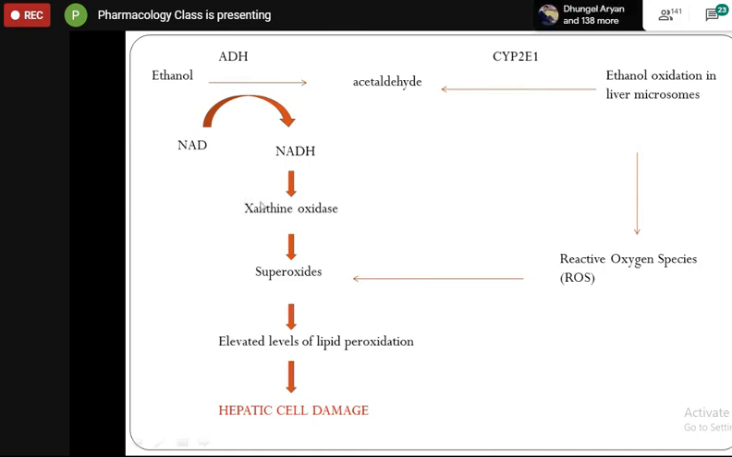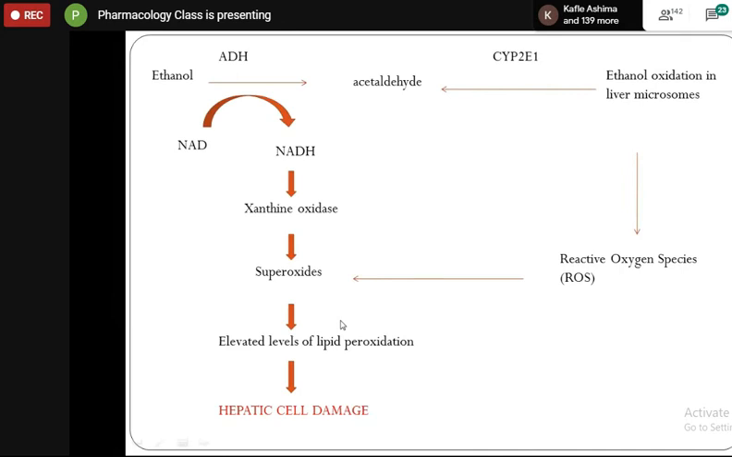Xanthine oxidase is a very reactive enzyme responsible for the production of superoxide. Superoxides are reactive oxygen species, and they are mainly responsible for a process known as lipid peroxidation. In a cell, and we are particularly concentrating here on liver cells, the cell membrane is mostly a lipid bilayer. Lipid peroxidation means the oxidative degeneration of the lipids.